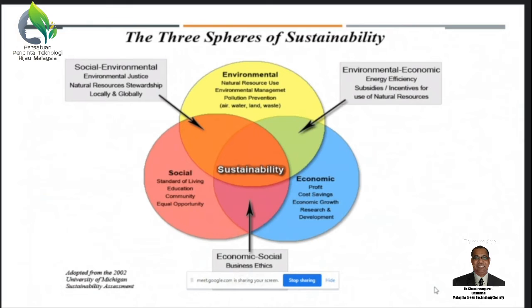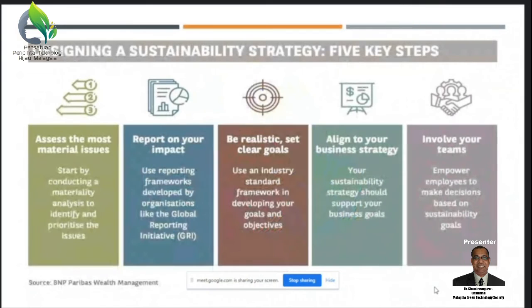So first, what you need to do in your sustainability strategy plan is number 1, assess the most material issues. Start by conducting a materiality analysis to identify and prioritize the issue. Next, report on your impact. Use reporting frameworks developed by organizations like the Global Reporting Initiative.